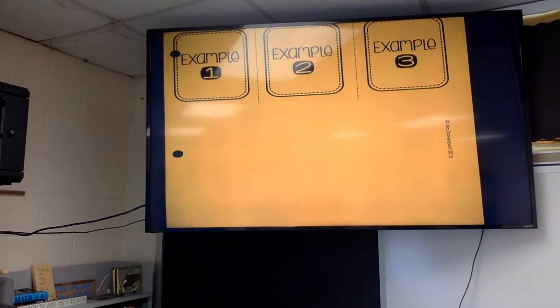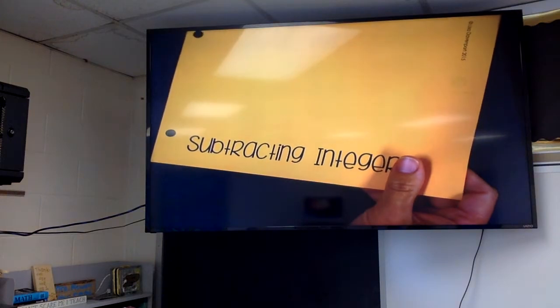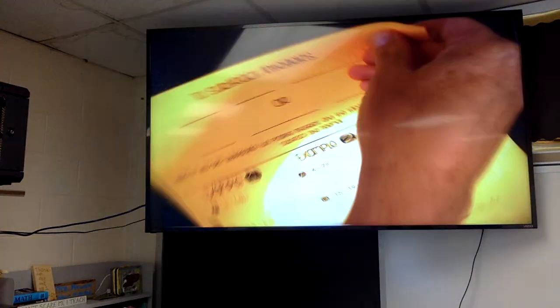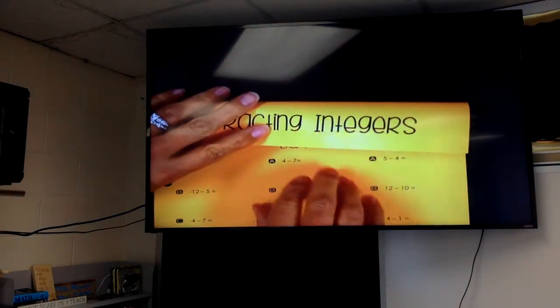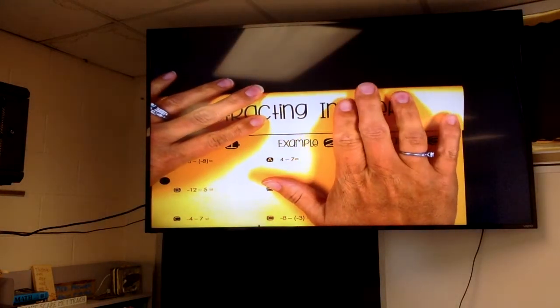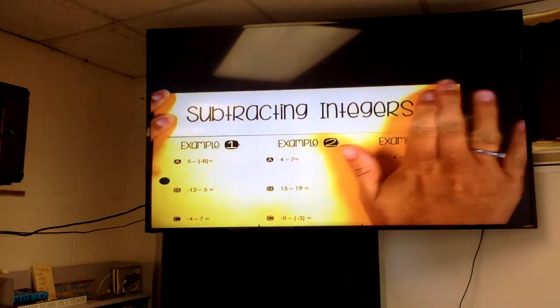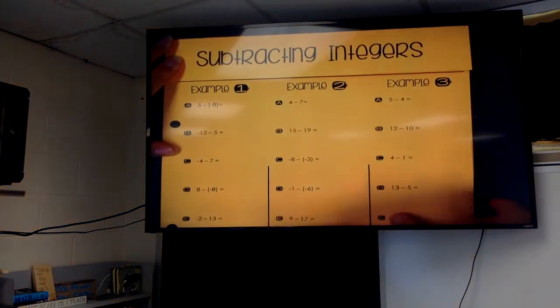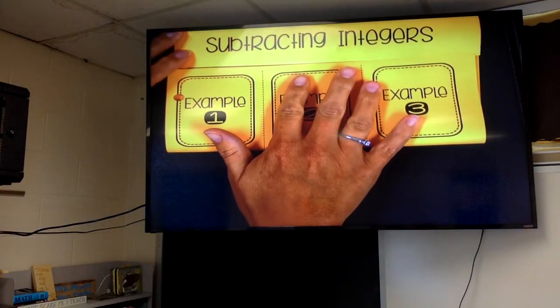Hi guys, this is your foldable for subtracting integers. So you have your foldable and the first thing we need to do is fold it. I actually want you to flip it to this side and take the top part and fold it down to the line. So you're going to take the subtracting integers part and then fold it down. And then take the bottom part and fold it up to that line.